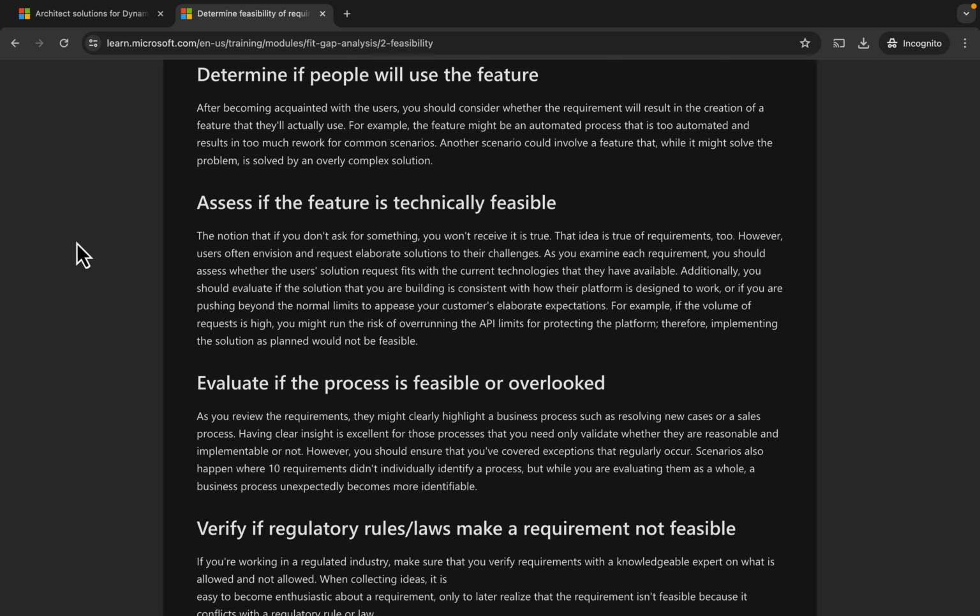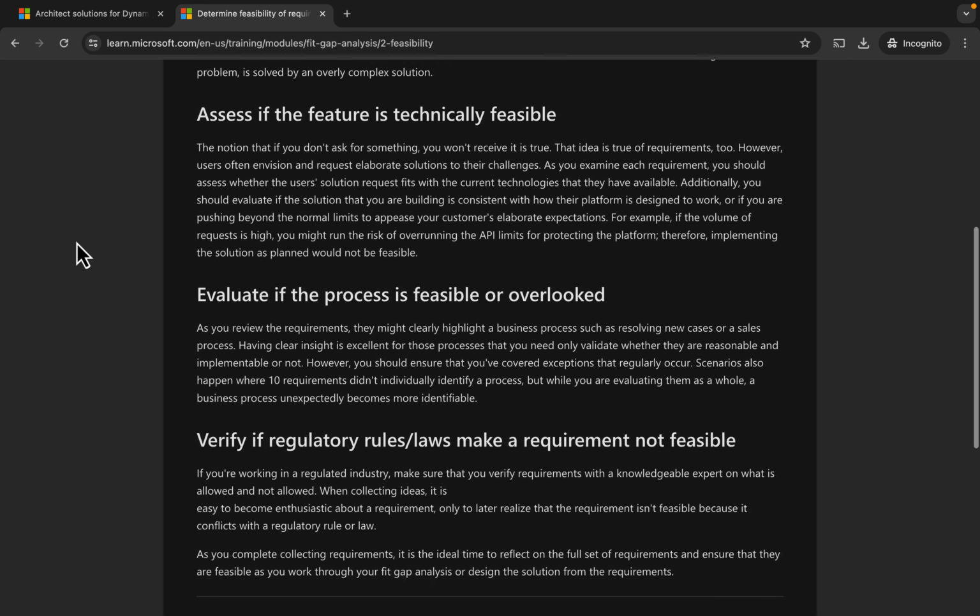Determine if people will use the feature. After becoming acquainted with the users, you should consider whether the requirement will result in the creation of a feature that they'll actually use. For example, the feature might be an automated process that is too automated and results in too much rework for common scenarios. Another scenario could involve a feature that, while it might solve the problem, is solved by an overly complex solution.